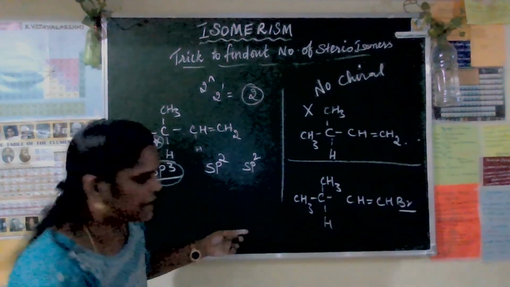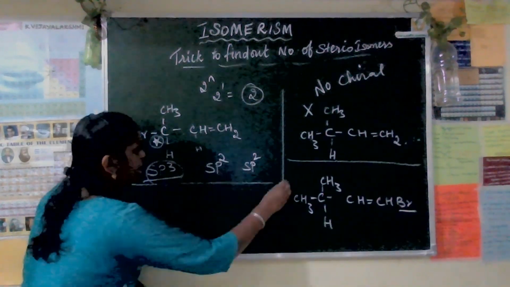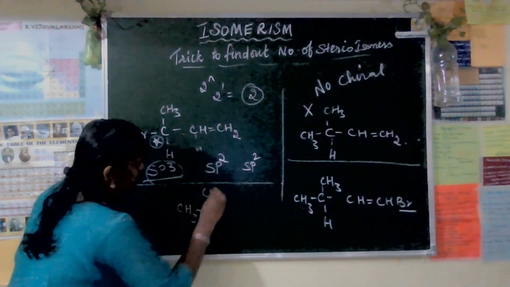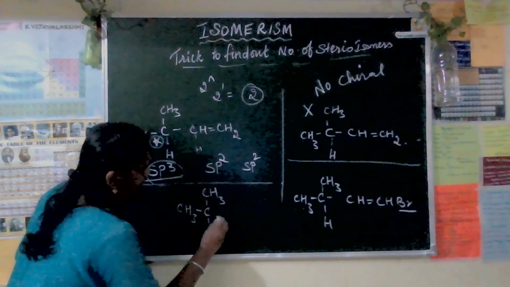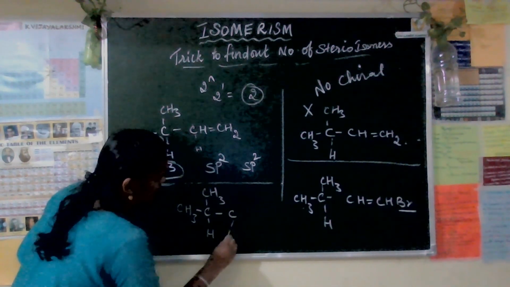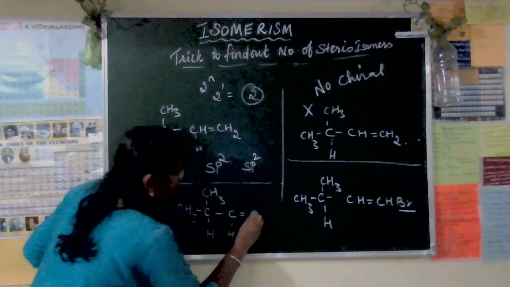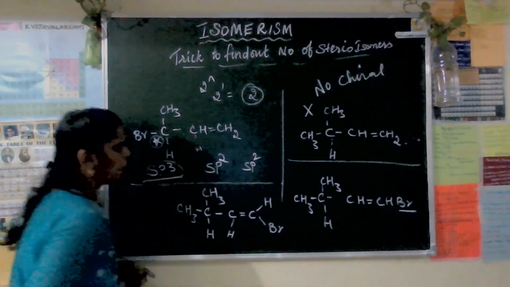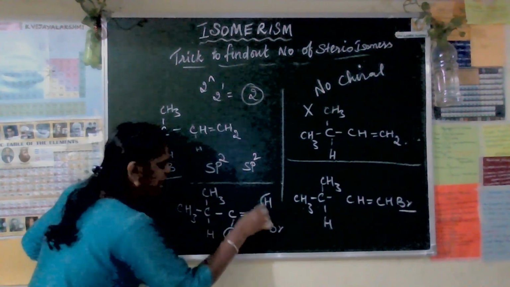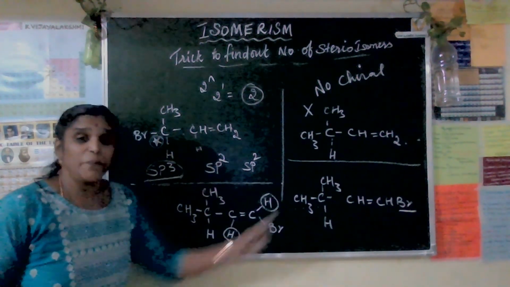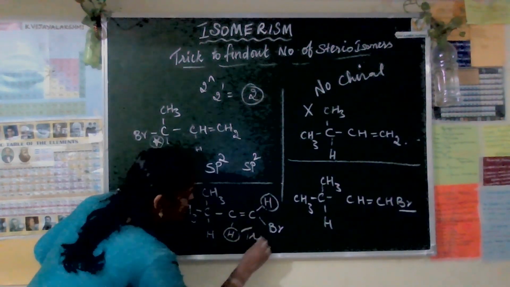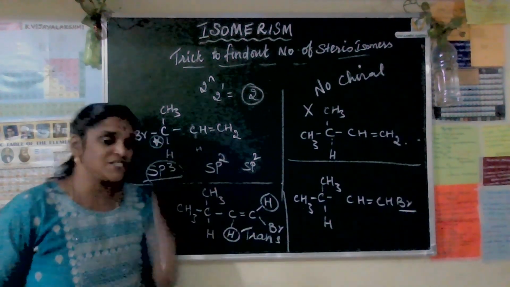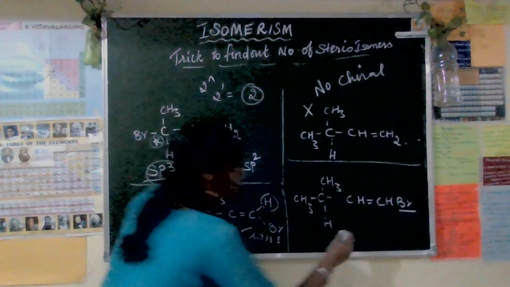But whether any isomer is possible, hope you're clear with it. Let me write it here. Here CH3, here C, here CH3, here hydrogen; here the carbon is connected with hydrogen and a double bond, here the carbon is connected with H and Br. As you look, this hydrogen and this hydrogen are on opposite sides. Opposite side means trans will be available. If trans is there, there will be cis also.